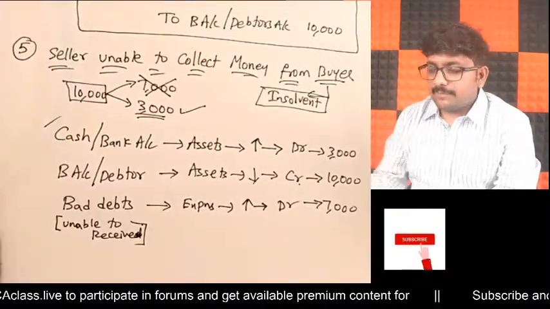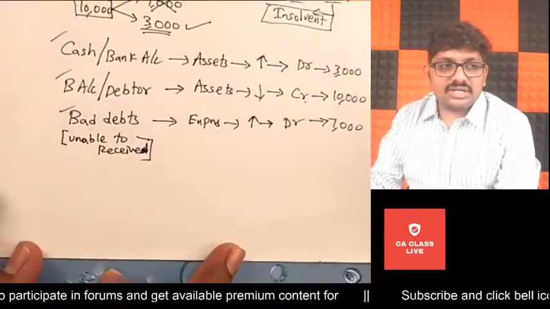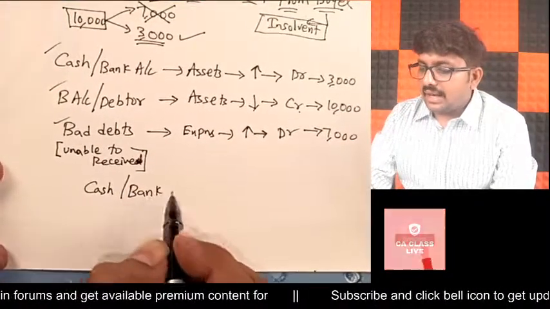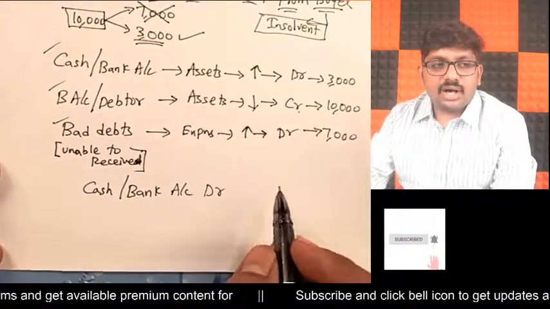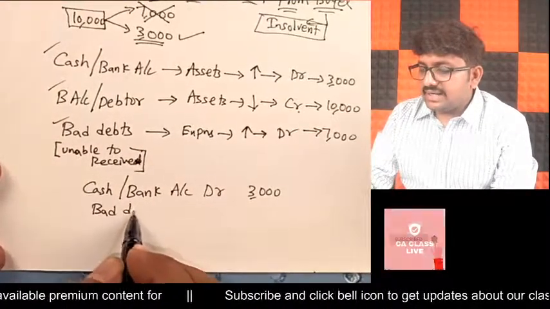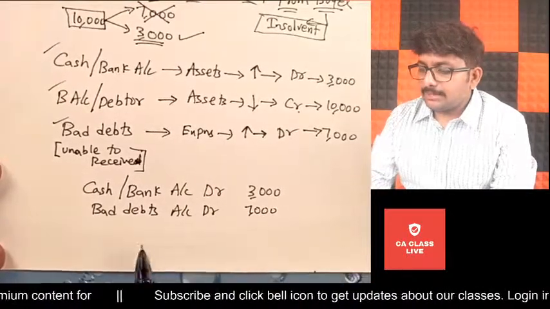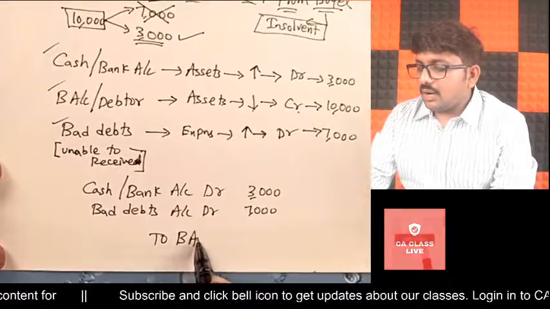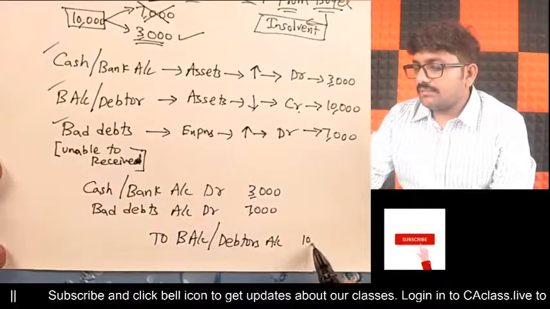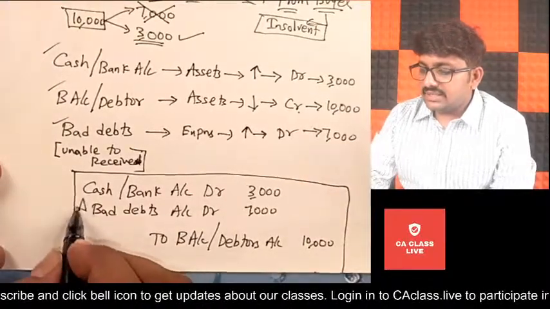So what will be the journal entry? Cash or bank account will be debited, bad debts will be debited, and B's account or debtors account will be credited. Let us write the journal entry clearly. Cash or bank account debit, 3,000 rupees you are going to receive. Next, bad debts account debit, 7,000. To B account, or in simple sense debtors account, 10,000 rupees. Full right will decrease. This bad debts is an important point.